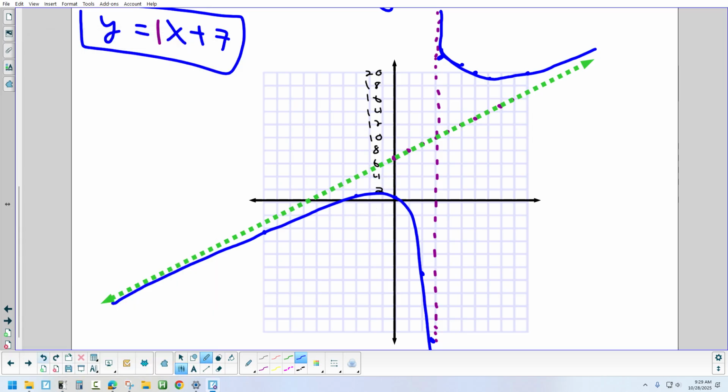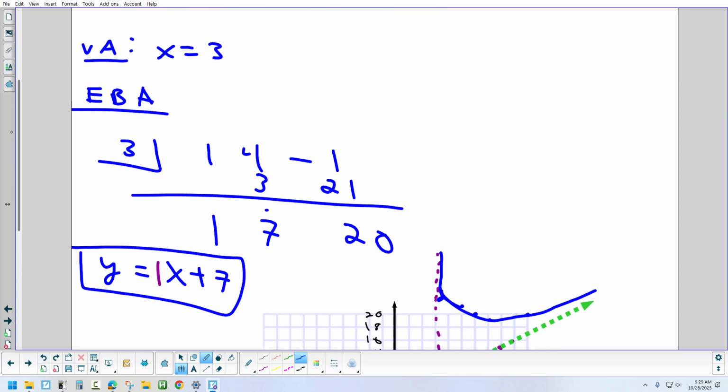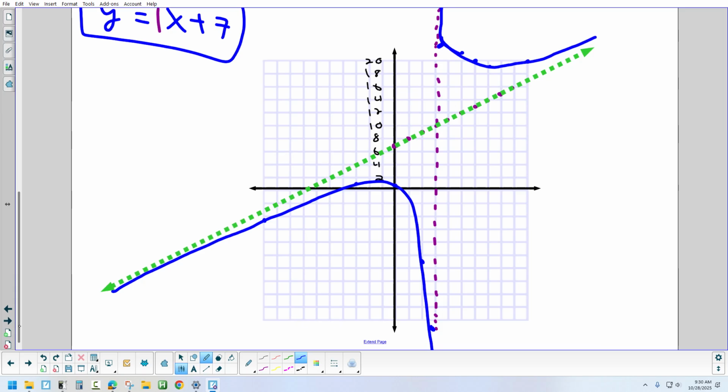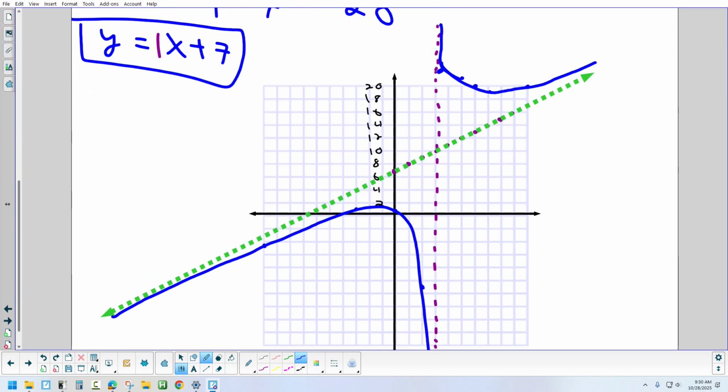Okay, so another thing I could ask you to find now would be the x-intercepts. As long as you get the graph, you could use the calculator to figure that out. Or you could set the numerator equal to 0 and use the quadratic formula, and that would also give you the x-intercepts. So remember, setting the denominator equal to 0 gives you your vertical asymptotes. Setting the numerator equal to 0, that's getting your x-intercepts. All right, any questions on that one?